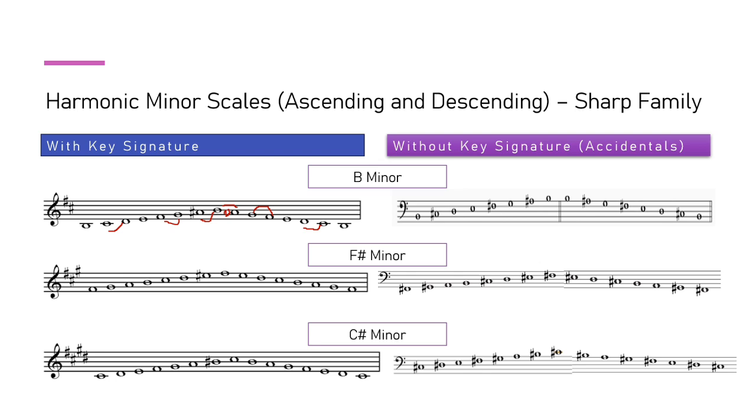Just use ascending for now. Collect all the sharps. So what are sharpened there? C is sharpened. What else is sharpened? F is sharpened and A is sharpened. So you have C, F, A. Already you know these are three sharps.